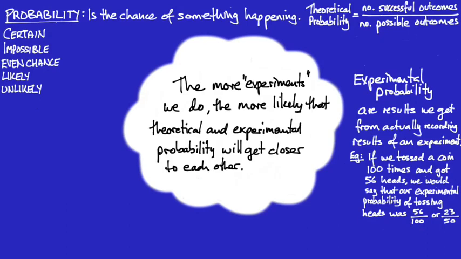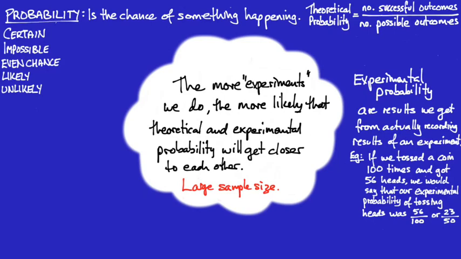The more experiments we do, the more likely that the theoretical and the experimental probability will get closer to each other. So theoretically, if we use our theoretical probability on that, we would say that the probability of tossing heads should be 50 out of 100, because it's 50/50. The more experiments we do, the closer those two will come together.